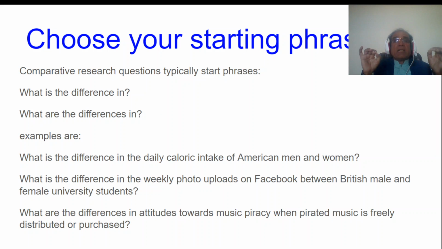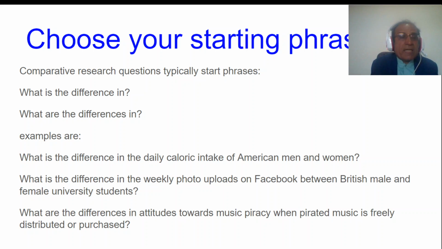Choosing your starting phrases. Comparative research questions typically start with phrases like: What is the difference in? What are the differences in? So the word difference is very important for the starting phrase in the research question. Here I would like to share a few examples.